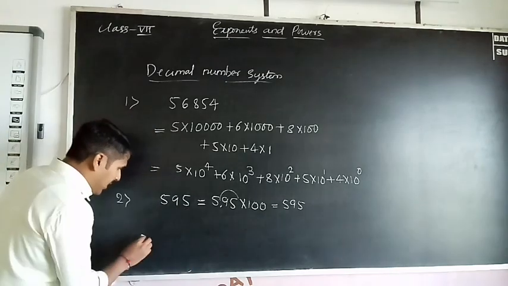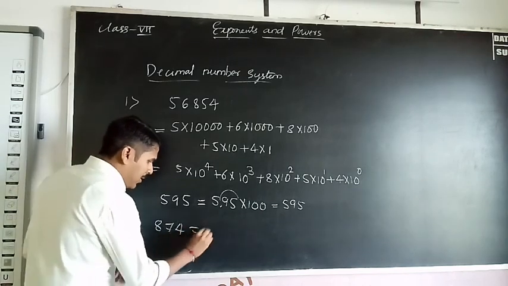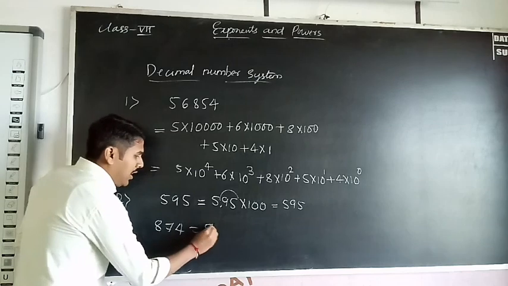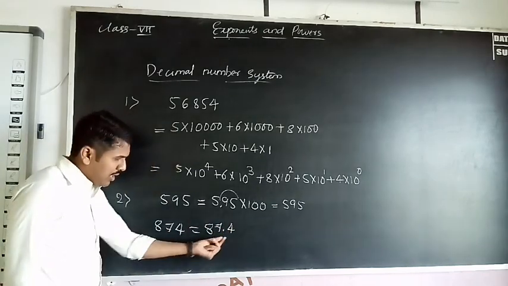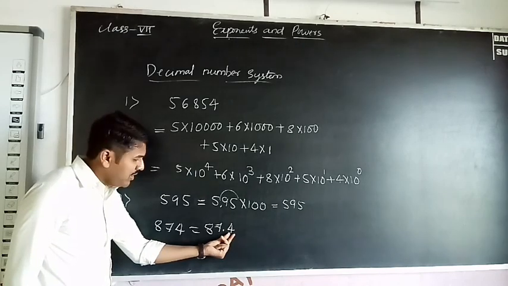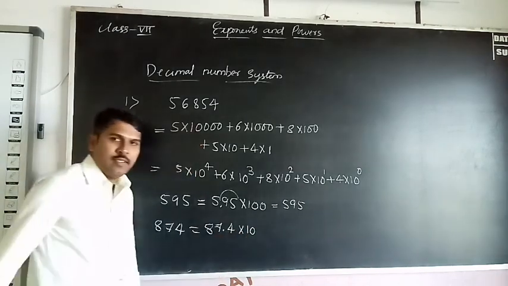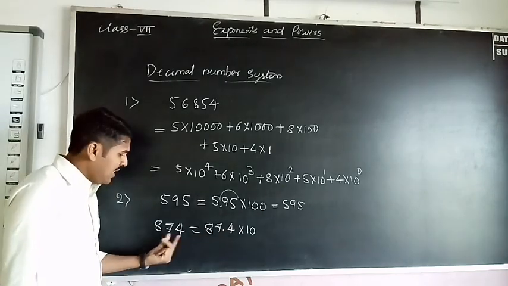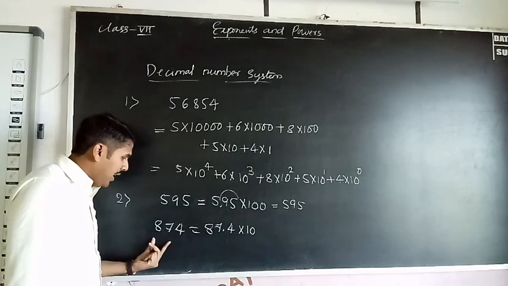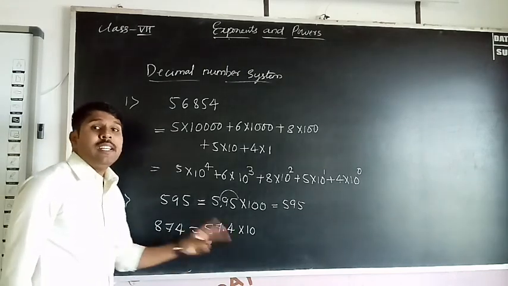Take another one. Write down 87.4. Here after the decimal point, how many digits are there? 1 digit. That means multiplied by 10. Isn't it? So you get 874. This is the decimal number. We can write any number as a decimal number. So this we call the decimal number system.